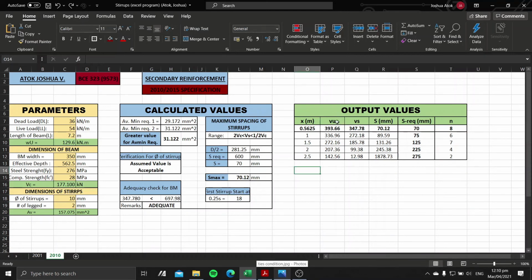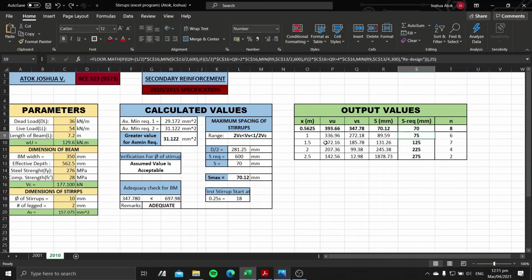So in terms of the output values, here from the table, we got a S required at critical point of 70 spacing under the number of bars of 8 and 6. This number of bars will follow spacing at 70 millimeter, and it will start at 18 millimeter from the face of our clear span of column.